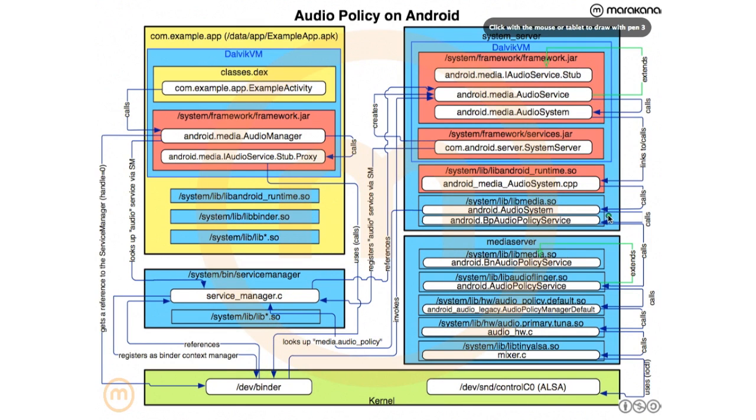What's interesting here is that this BP audio policy service is actually another binder proxy that will enable us to jump from here into this other stub called BN, and then from there jump into this other audio policy service. So there's actually two IPC calls happening. One is from here to the audio service, that's an IPC call. And essentially from here to here, that's another IPC call.